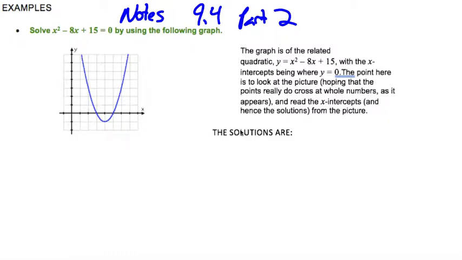This is the second half of notes for 9.4. So now that we've learned how to graph parabolas, we can actually use these to solve equations.